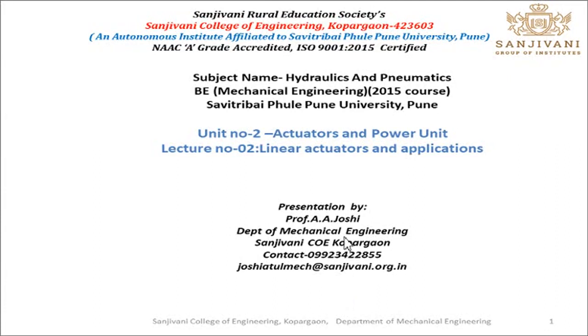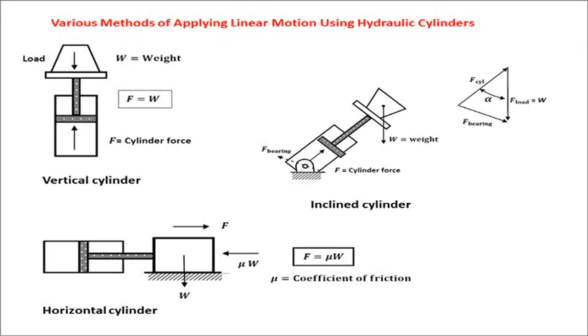Hello students, in this lecture number 2 for the unit number 2 we will study about linear actuators and their applications. In previous lectures we already studied about the basics of linear actuator. So this diagram will show you various methods of applying linear motion using hydraulic cylinder. So you can see that we can have a vertical motion as well as horizontal motion as well as motion along an inclined line.